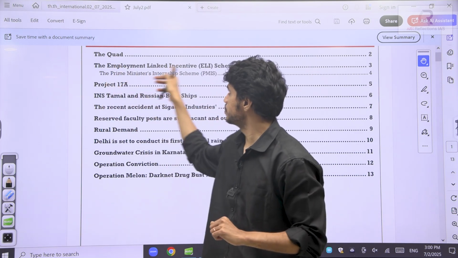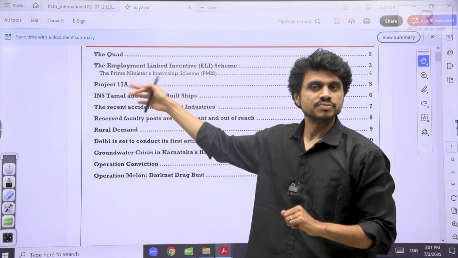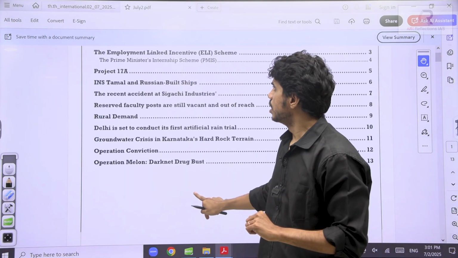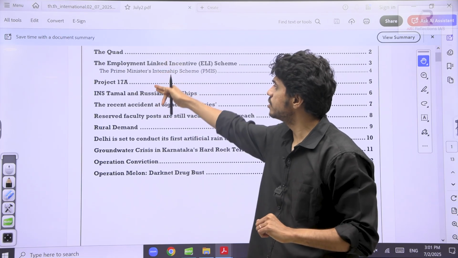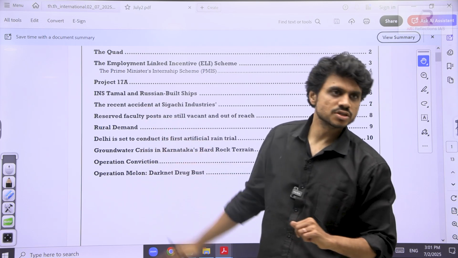This is in the news, employment linked incentive scheme. This was announced recently. Okay. So we will try to understand about this and the advantages. And then we'll try to understand some of the editorials that are mentioned in The Hindu.